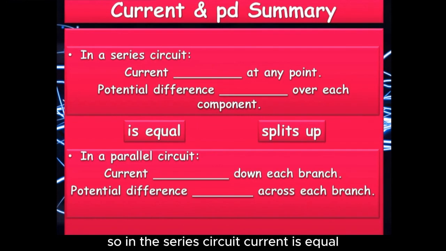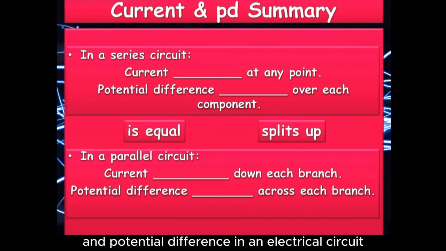In a series circuit, current is equal at any point, and the potential difference splits up over each component. Whereas in a parallel circuit, the current splits up down each branch, but the potential difference is equal across each of the branches. So those are the two most important statements that we can make about current and potential difference in an electrical circuit.